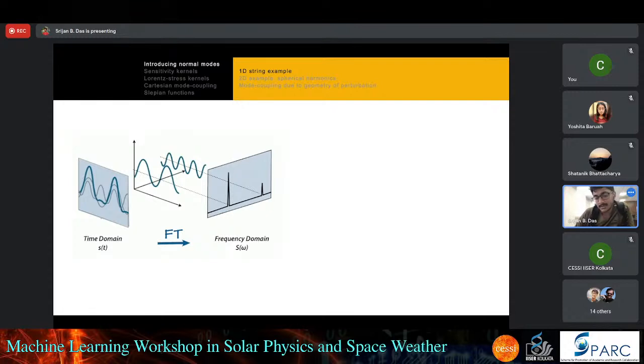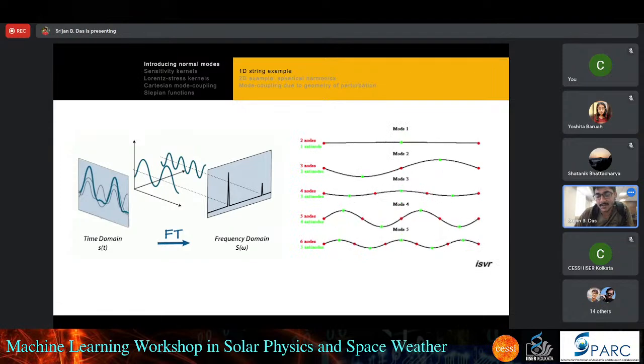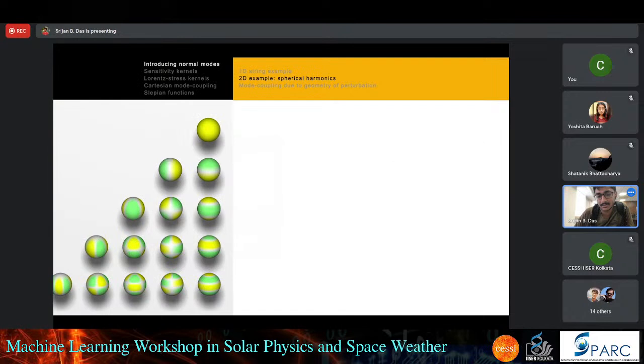But this is in 1D. As all of us know, the sun is a sphere, and what we observe is in a 2D spherical surface. So what we really need is not sines and cosines, but rather a basis in 2D. And okay, so this is how the basis looks like for 1D, but similarly in 2D you have spherical harmonics.